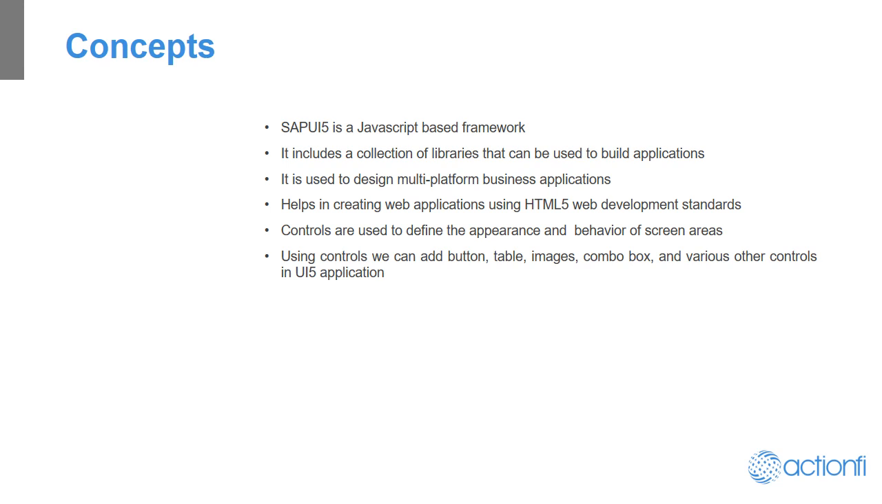Now moving on to controls. Controls are used to define the appearance and behavior of screen area. Using controls, we can add button, table, images, combo box, etc. in UI5 application. In the upcoming sessions, we will see how these controls are used in our application.